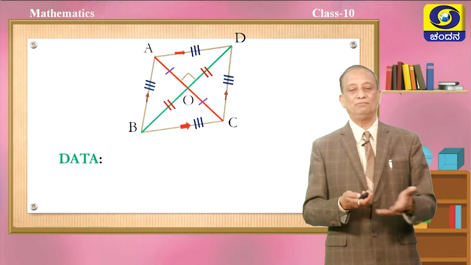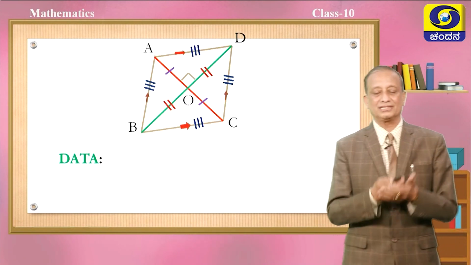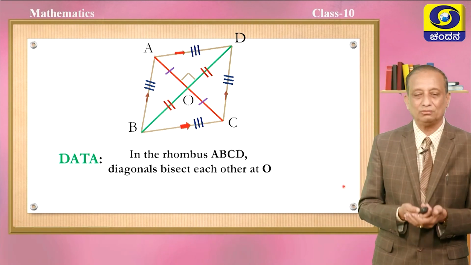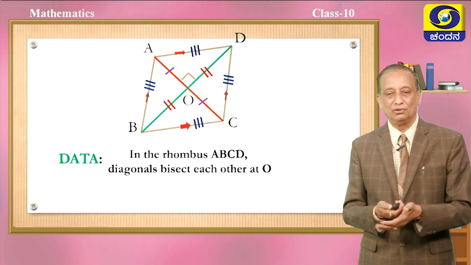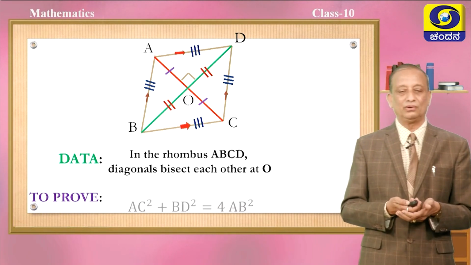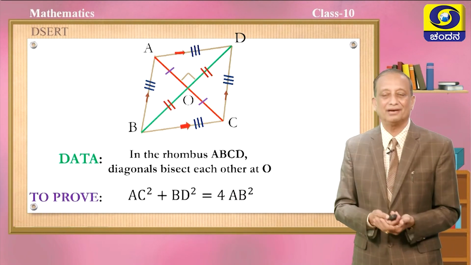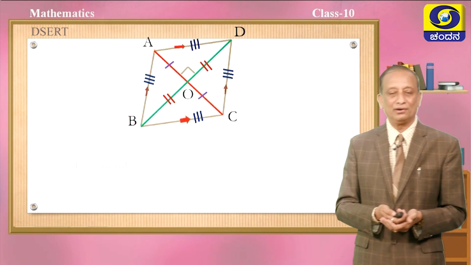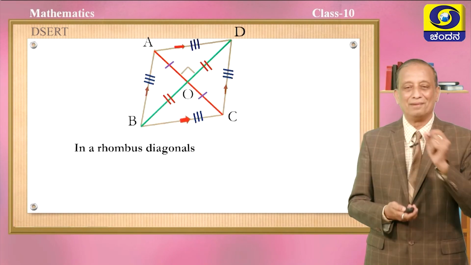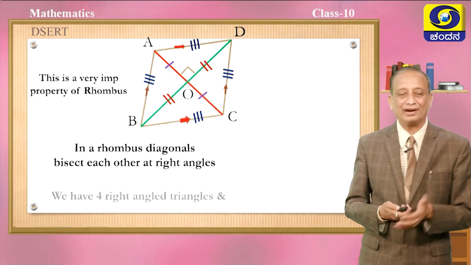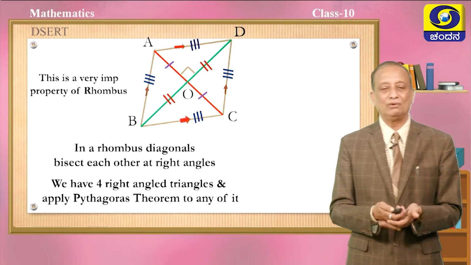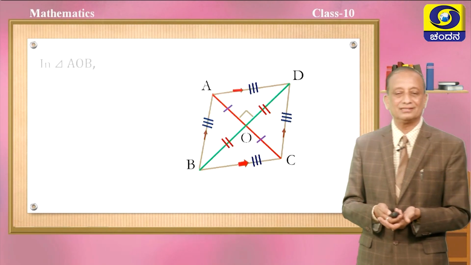Here is a beautiful parallelogram in which all the sides are equal, definitely it has to be a rhombus, children. And you know diagonals bisect each other, therefore AO is equal to OC and BO is equal to OD. So we have to show that AC square plus BD square is equal to 4AB square. You know that in a rhombus the diagonals bisect each other at right angles. So there are 4 right angle triangles. Take any one of them and apply the Pythagoras theorem like this.